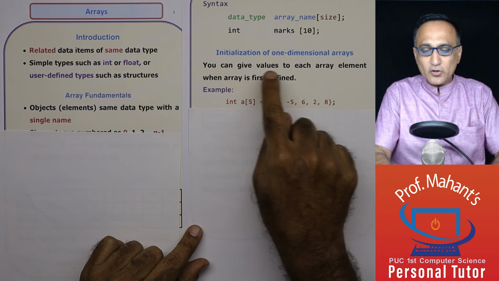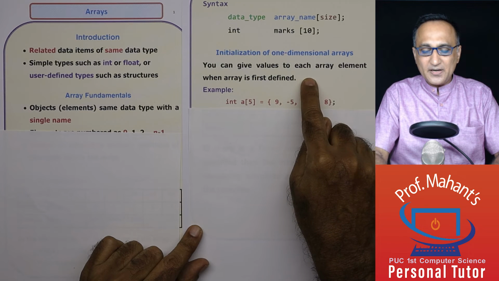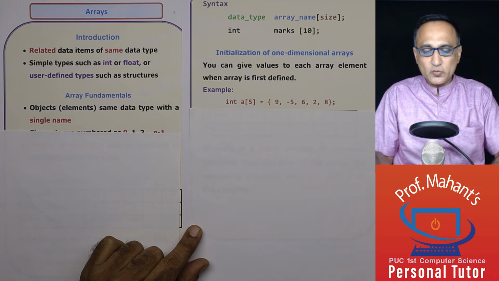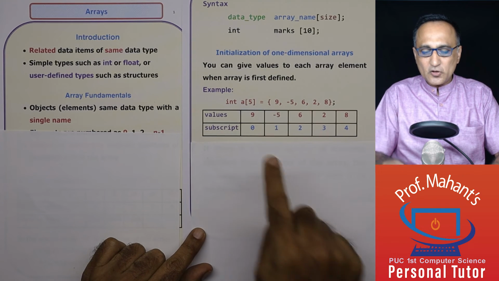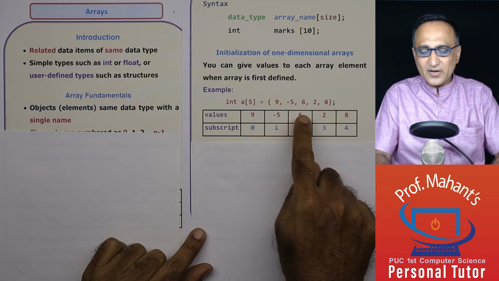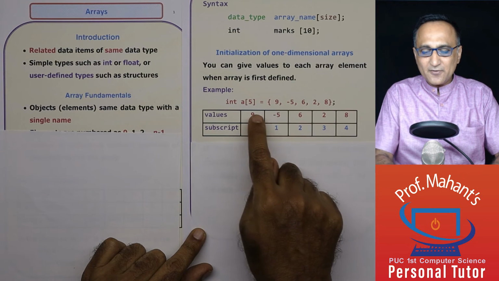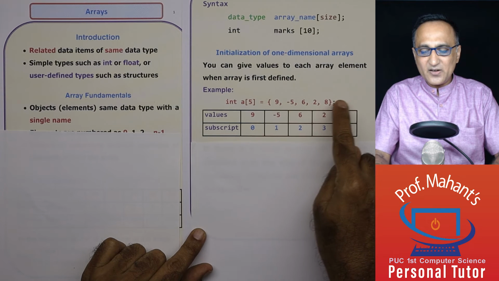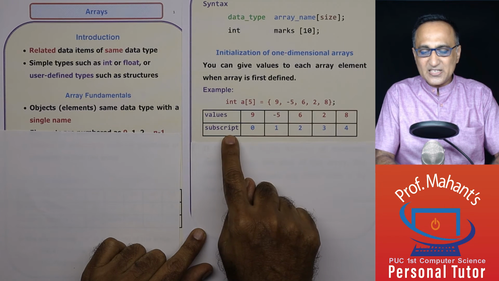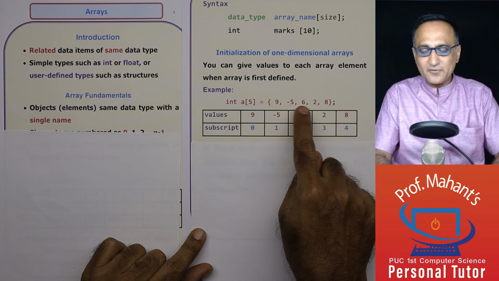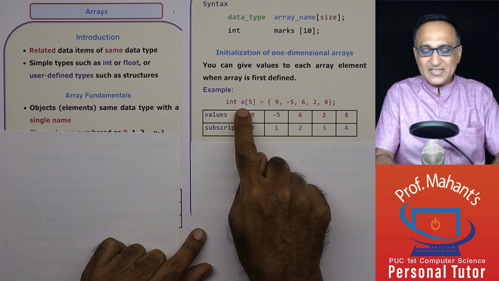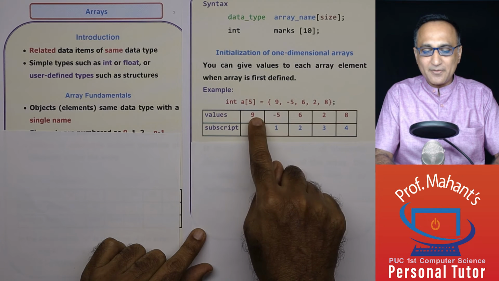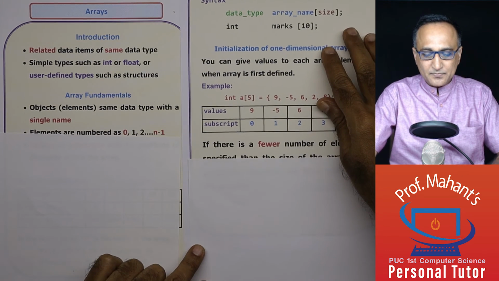So if you give values to each object or element when the array is first defined, these values will be stored like this. So in memory, after 9, minus 5, 6, 2 and 8. If 9 is stored at the 100th address, this will be 104, 108, 112, 116. And subscript refers to the position of each of these elements. If I say A of 2, I am referring to 6. If I say A of 0, I am referring to 9.